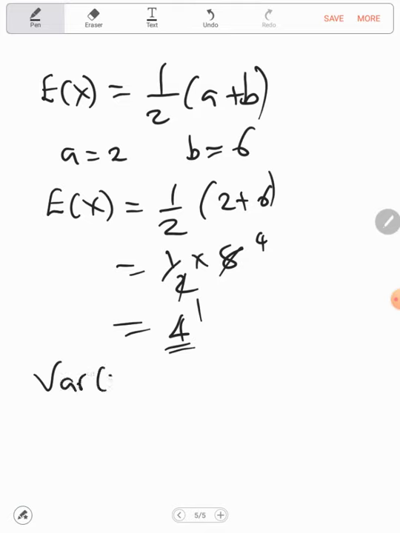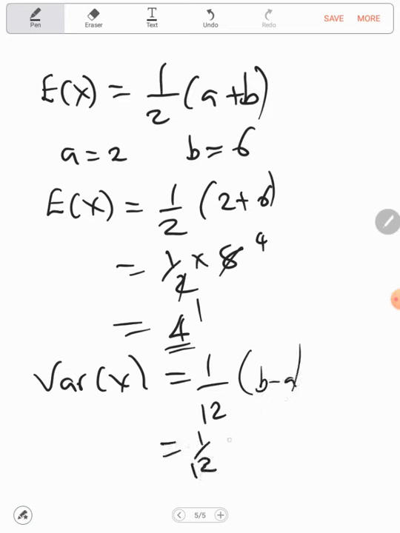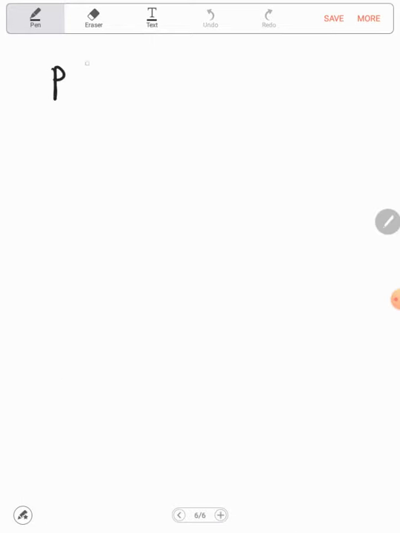The variance of x is 1 over 12 (B minus A) squared. So this gives us 1 over 12 times (6 minus 2) squared. This will give us 1 over 12 multiplied by 16, which is 16 over 12, which is 4 over 3. Okay, so that is our variance. Let's find the probability that x is between 4 and 6.